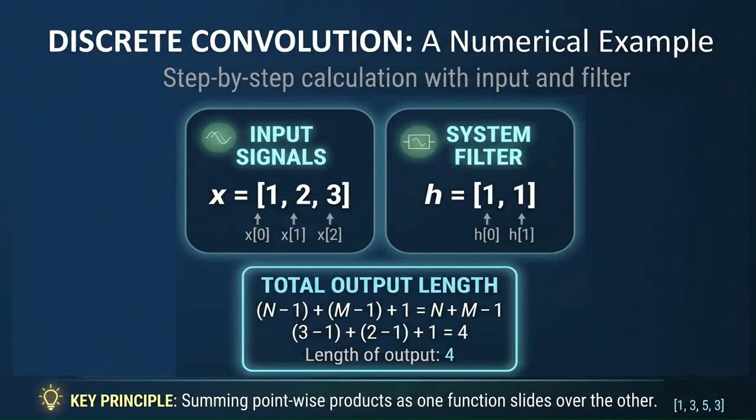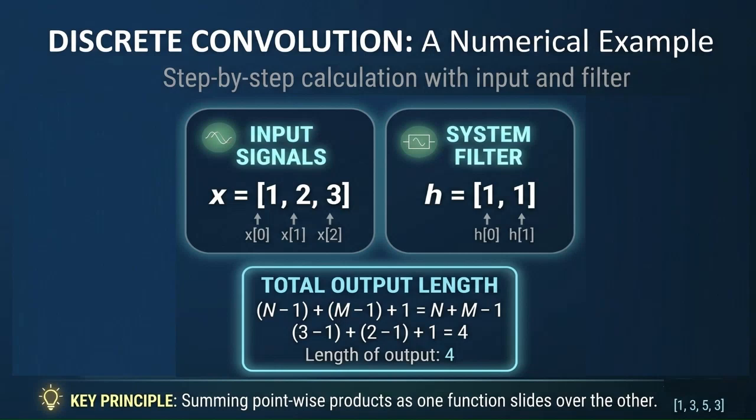Let's make this idea concrete with a simple example. Suppose the input is x equal to 1, 2, 3, and the system is 1, 1. Before computing, we can determine the output length. N minus 1 plus m minus 1 plus 1 equals n plus m minus 1. This comes from the idea of overlap.